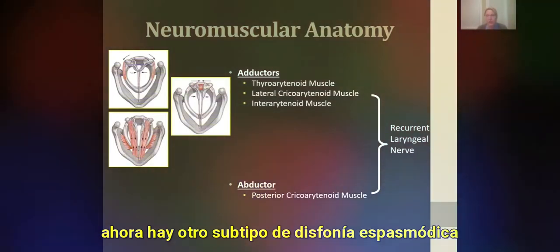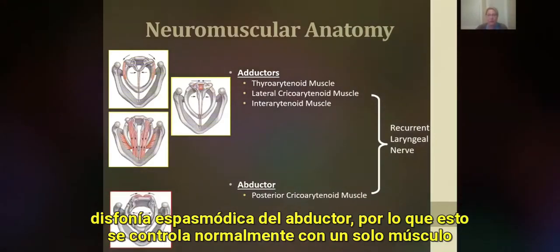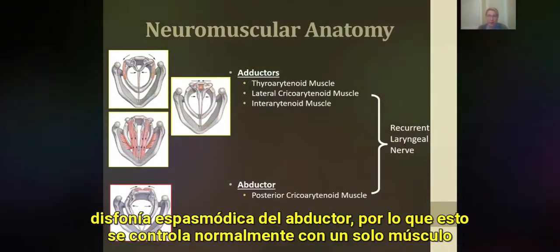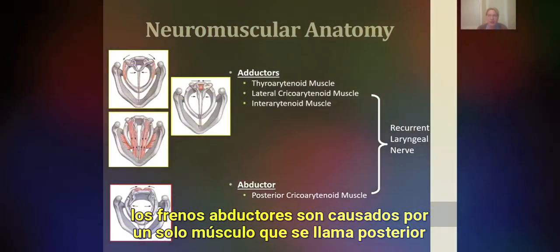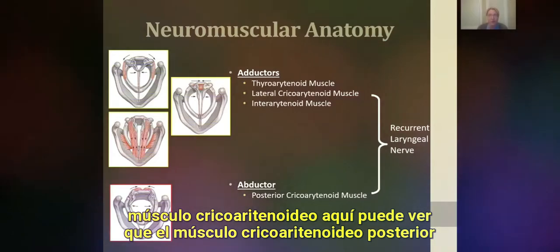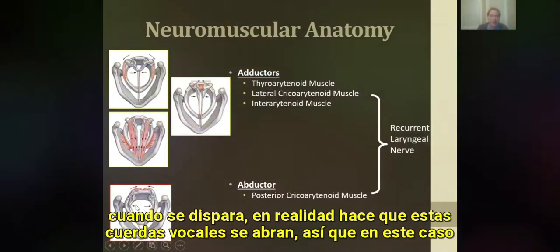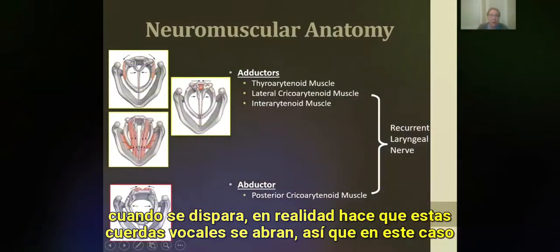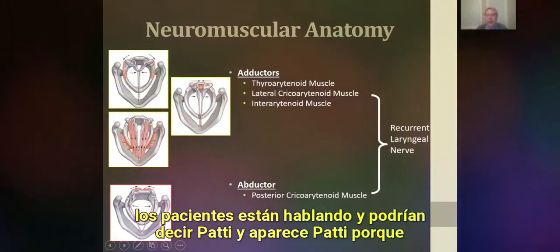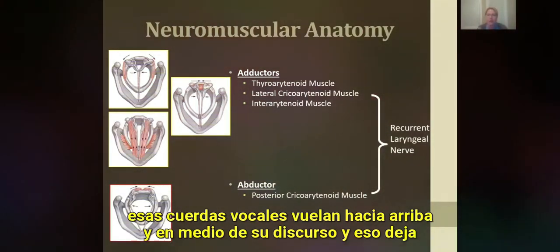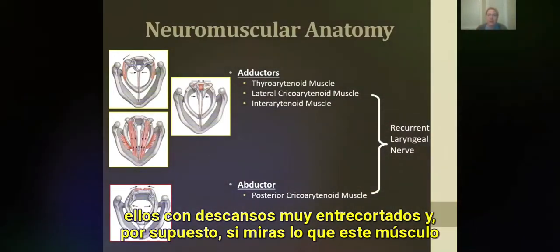Now there's another spasmodic dysphonia subtype called abductor spasmodic dysphonia. So this is controlled by typically just one muscle. The abductor breaks are caused by just one muscle that's called the posterior cricoarytenoid muscle. Here you can see that posterior cricoarytenoid muscle, when it fires, it actually causes these vocal cords to fly open. So in this case, patients are talking and they might say Patty, and it comes out broken because those vocal cords fly open in the middle of their speech, and that leaves them with very breathy breaks.